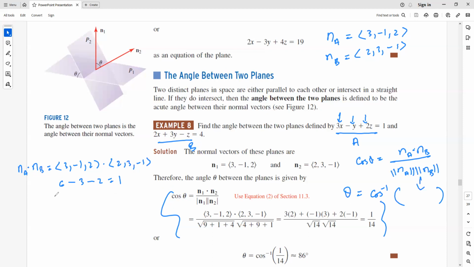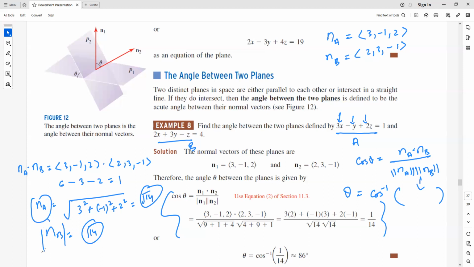Okay, and find the norm. Let's say find the norm of a vector NA. It will be the square root of the sum of squared components, right? So you will get it as square root of 14. Similarly for NB, we will also get square root of 14, and then by dividing the dot product with the product of these two norms, we can find the angle theta, right? And now move on to the next example.